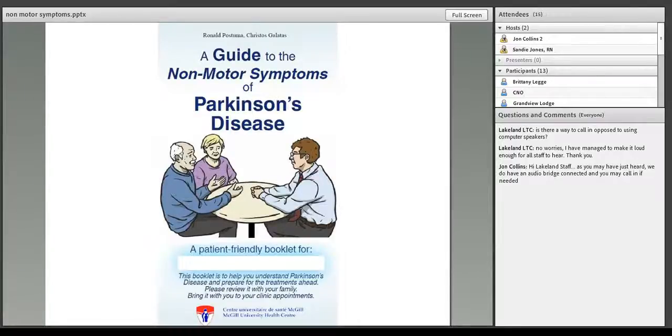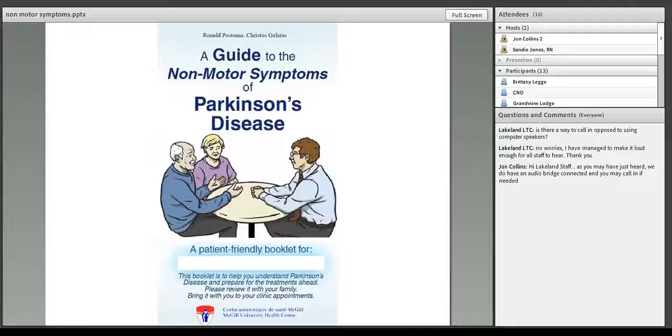It's been developed by a gentleman named Dr. Ron Postuma and does focus on a wide variety of non-motor symptoms of Parkinson's. It is designed for patients, so some of the graphics, some of the text, are all designed to be very easy to understand, but we're going to speak to it from a care point of view, from a professional practice point of view.